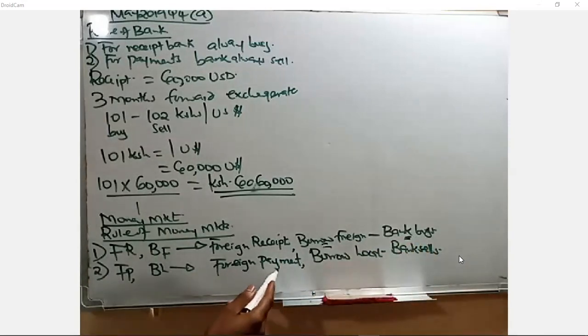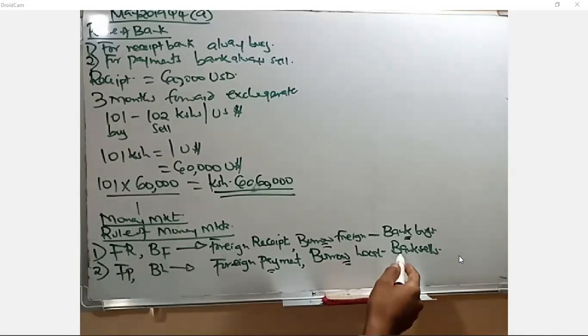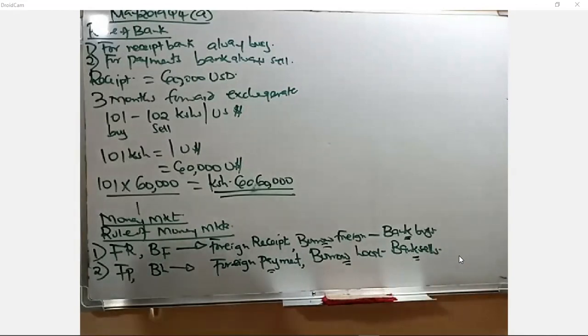Now, for foreign payments, for example if I owe someone in Uganda, I'm going to be borrowing local, take my currency to the bank, and the bank will always sell. The bank will sell me the Ugandan currency. So the bank will sell.